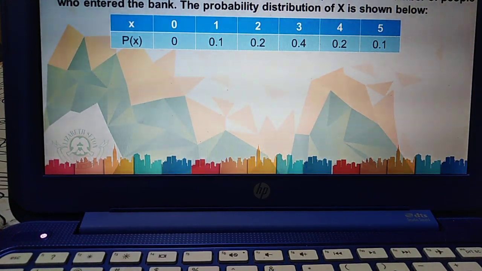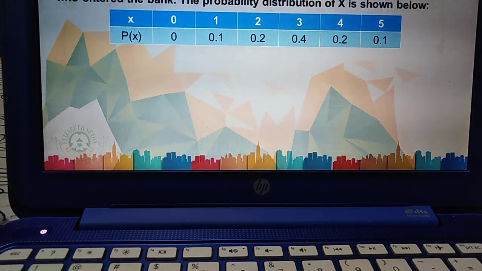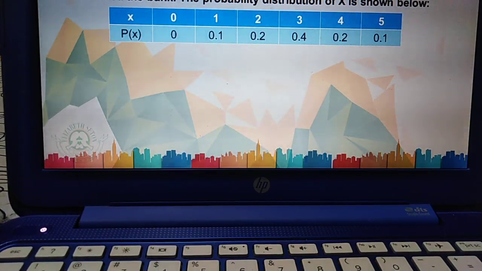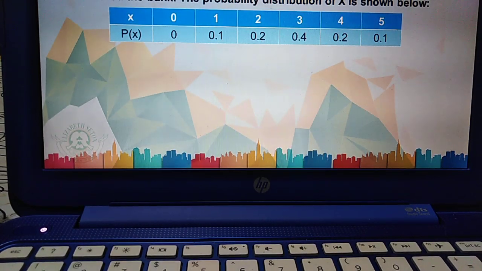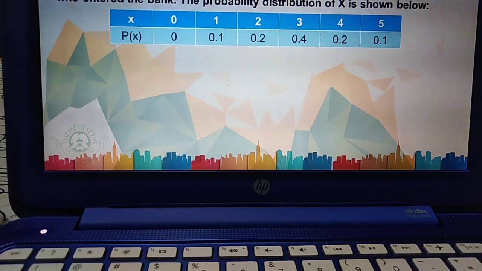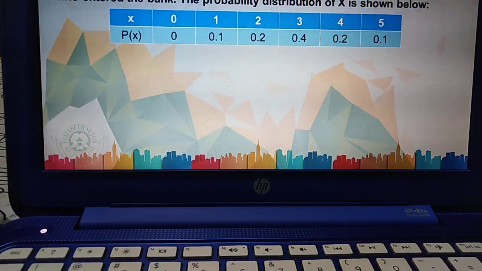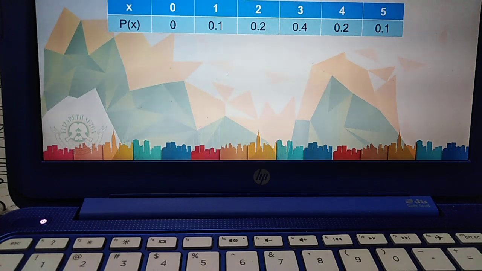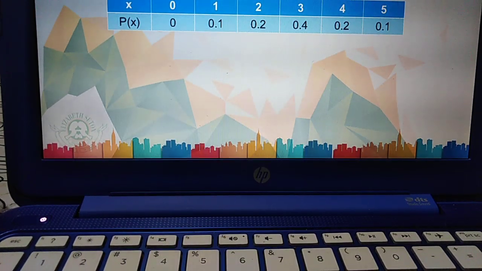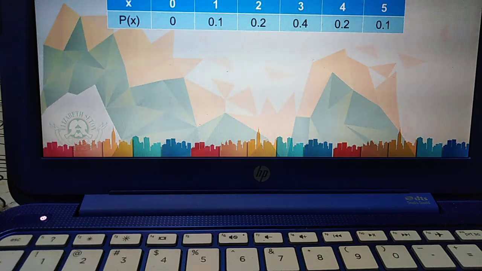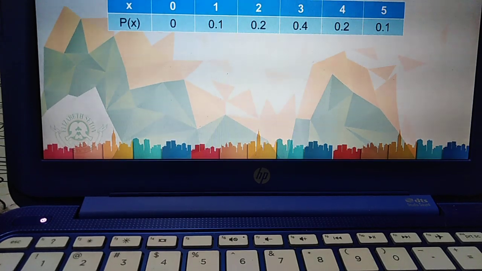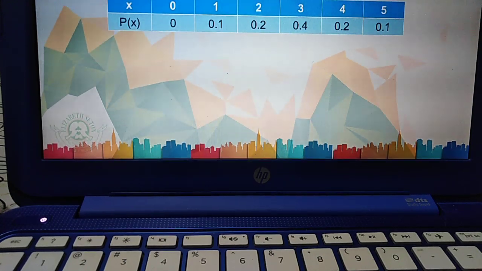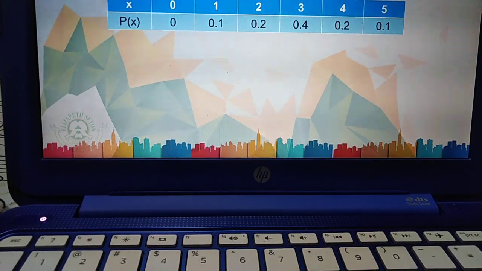You're going to notice that if x is the number of people who entered the bank, then the probability that there were no people entering the bank at a certain time is again 0. The probability that 1 person entered the bank is 0.1, and 2 is 0.2, 3 is 0.4, 4 is 0.2, and 5 is 0.1. Again, x is the number of people who entered the bank. The probabilities are given as 0, 0.1, 0.2, 0.4, 0.2, and 0.1.